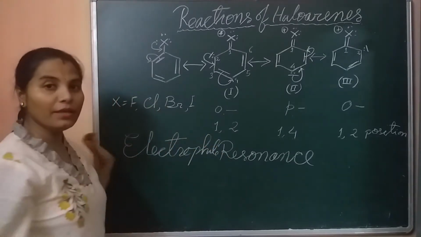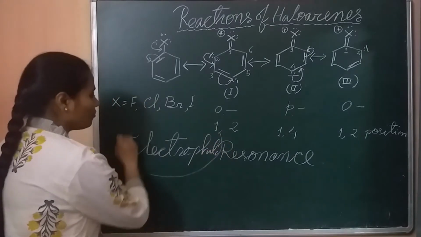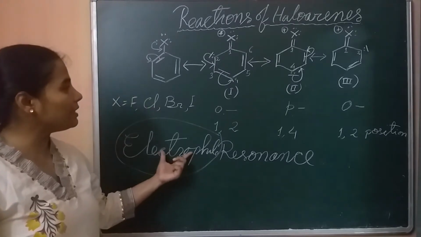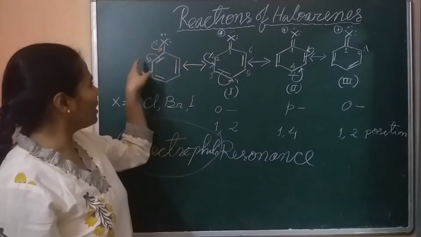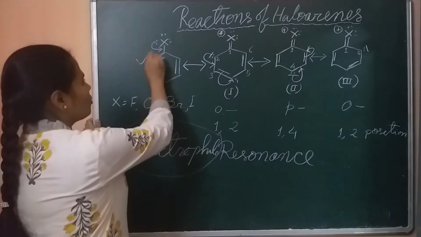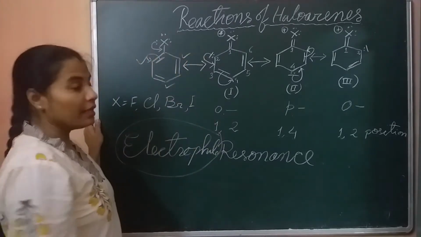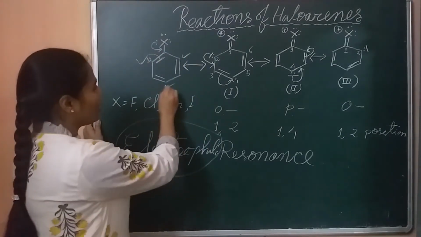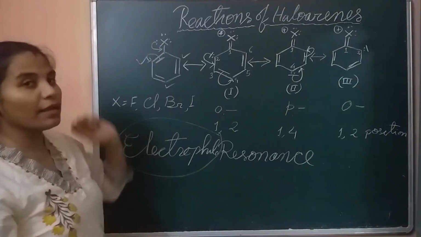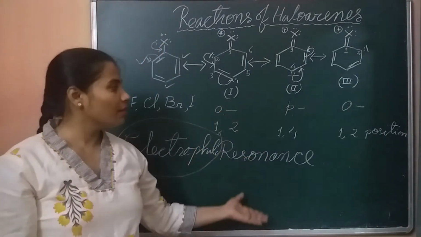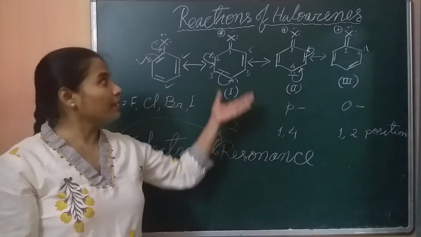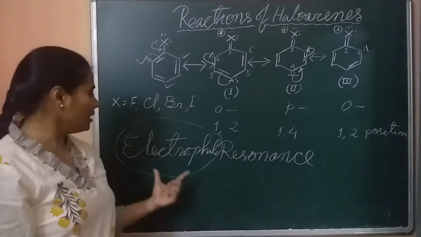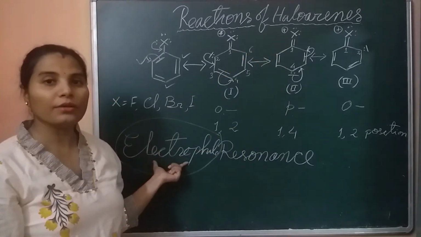Electrophile. Why? Because electrophile is positively charged. So electrophile can easily attack the haloarene at the ortho and the para position. In a benzene ring, there are two ortho positions with respect to the halogen and one para position with respect to the halogen atom. So from this phenomenon, we can say that haloarenes will be reactive towards the electrophilic substitution reaction.